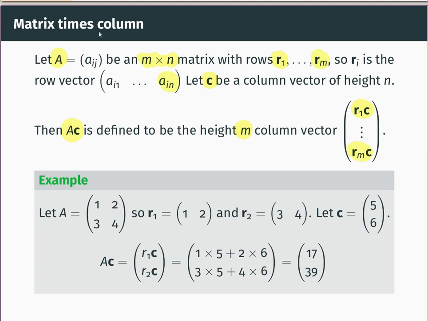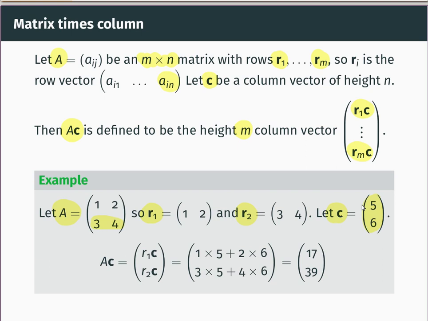So let's take the example when A is the matrix with 2 rows and 2 columns whose entries are 1, 2, 3 and 4. So in that case, A has 2 rows. R1 is the row vector 1, 2, and R2 is the second row here. That's the width 2 row vector whose entries are 3 and 4. Now let's pick our column vector C to be the height 2 column vector 5, 6. And now we notice that the height of this column vector C is the same as the number of columns in our matrix A, which means that it's okay for us to multiply A into C.